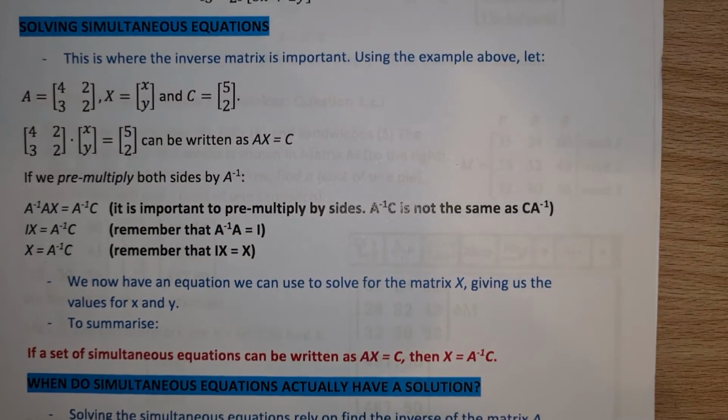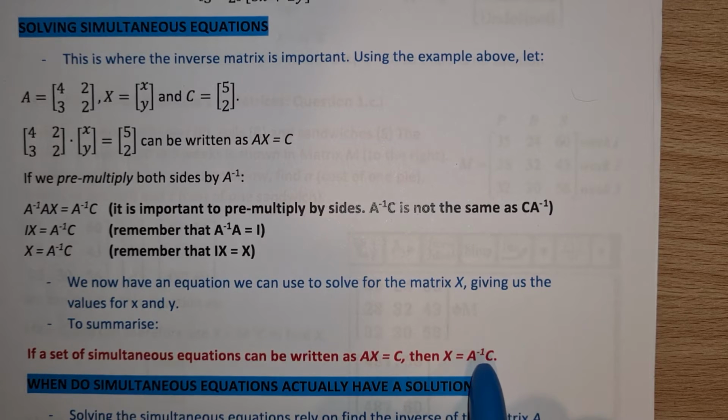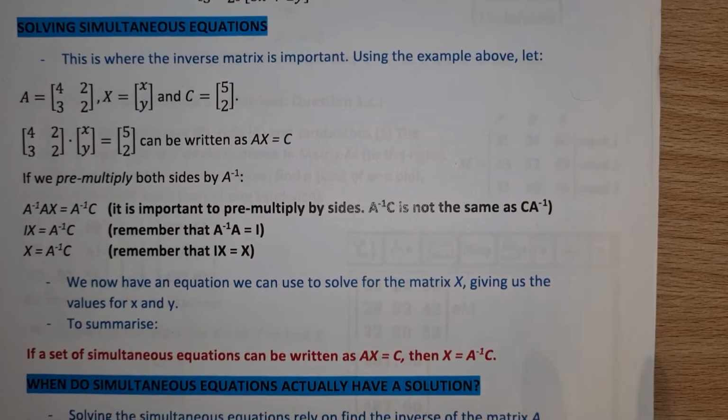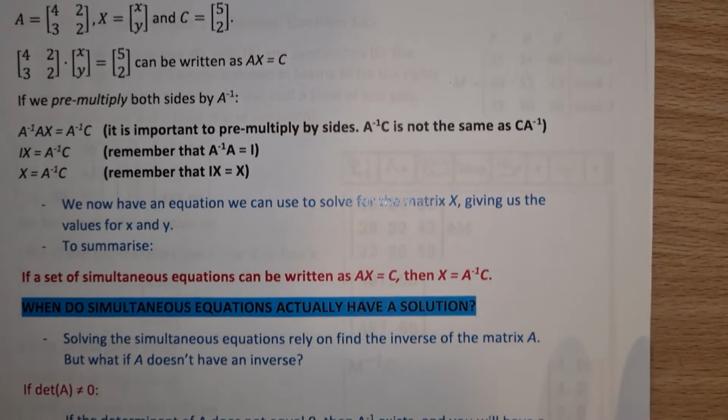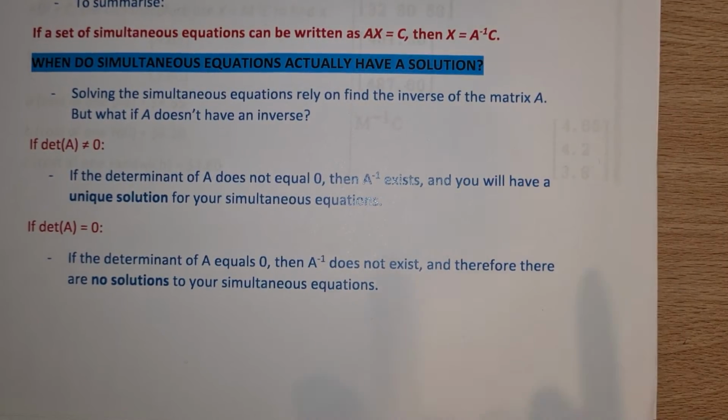Now, you may remember from the previous chapter, when we spoke about inverse matrices, that not every matrix will have an inverse. Remember that if the determinant of a matrix equals 0, then the inverse does not exist. That leads us to believe that there's not always going to be solutions for linear equations, because if the inverse of A doesn't exist, then how can you have a solution? So we're going to look at when simultaneous equations actually have a solution, and it is all to do with the determinant.